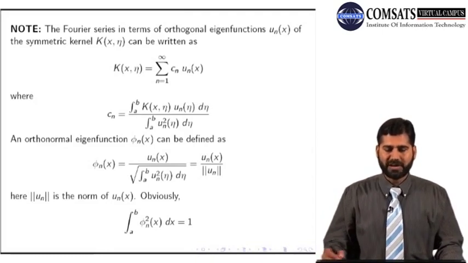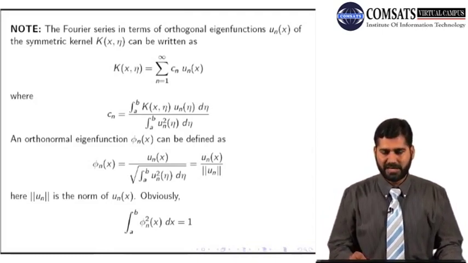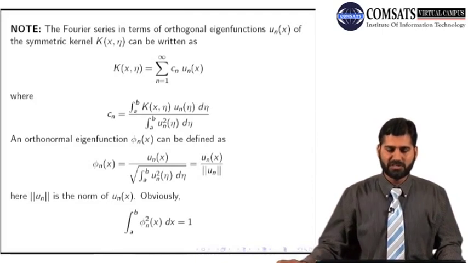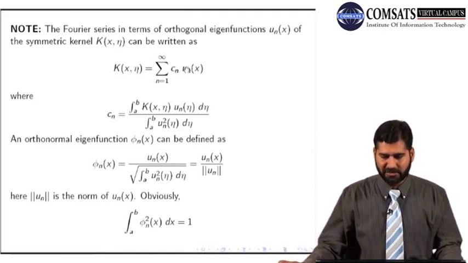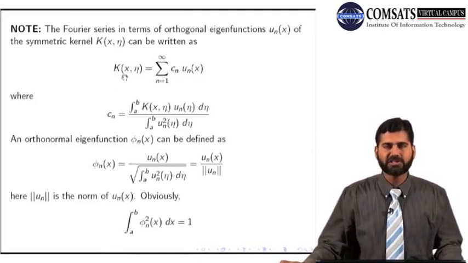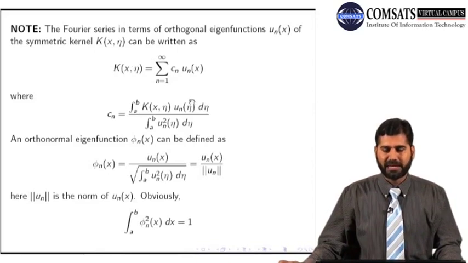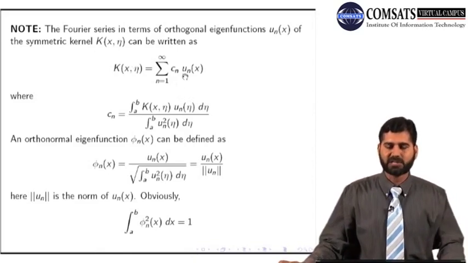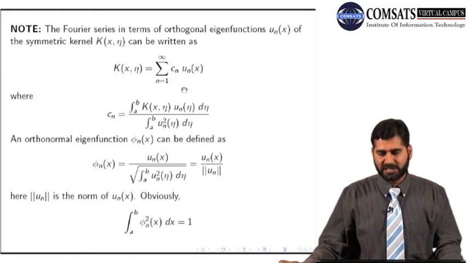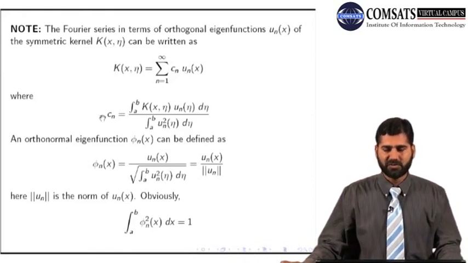Now here, if you want to find Cn, it's very easy to find. What you need to do is multiply your eigenfunctions on the function. Just multiply K(x, eta) by U(x, eta) and integrate from a to b. And then normalize it. Normalize means divide by the integration of the square of the eigenfunction. This is the normalization constant basically. This gives you the Cn.